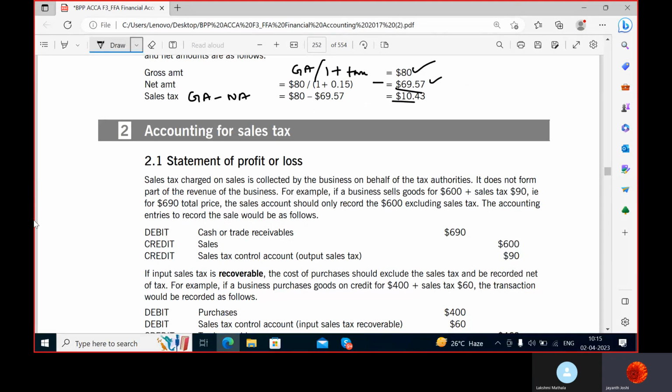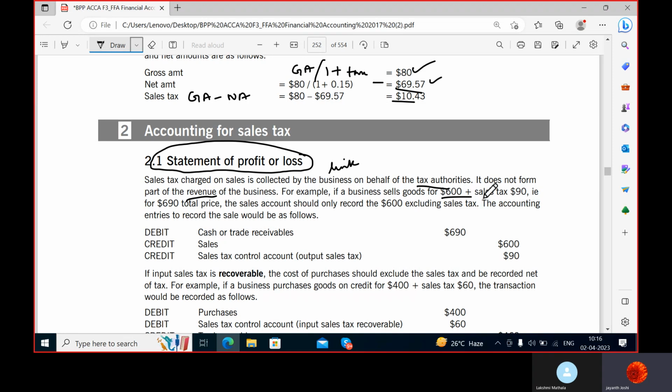So basically, first and foremost, this is not going to have any effect upon SOPL. But we will record sales tax definitely, because sales tax charged on sales is collected by the business on behalf of tax authorities. The business is only a link, acting on behalf of tax authorities. It doesn't form part of the revenue of the business. So as I have said, whatever we collect as income, sales tax is not our income, not our revenue.